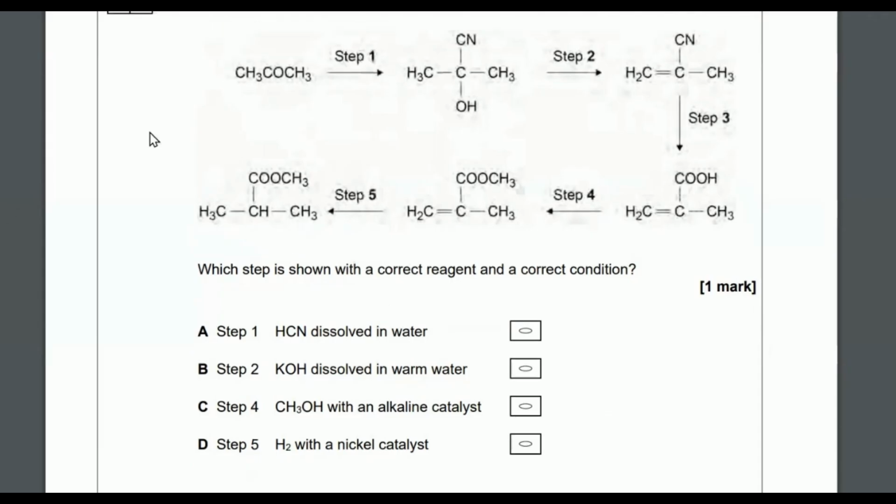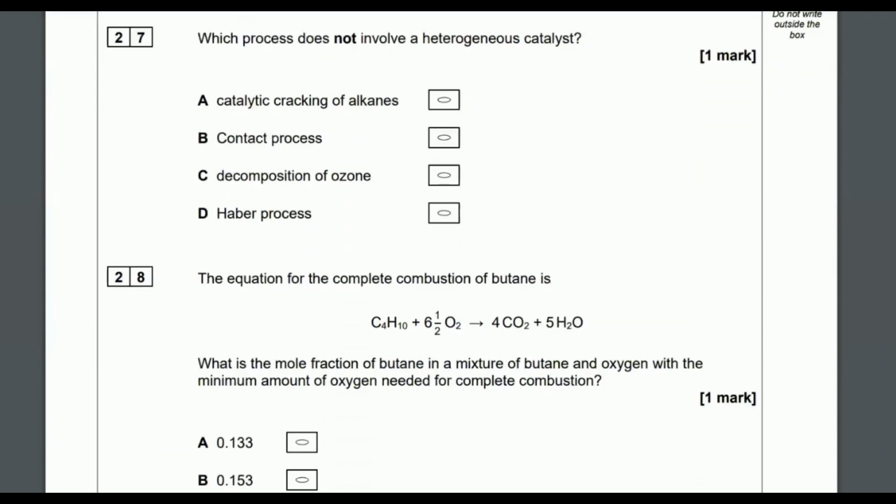Okay. Which process does not involve a heterogeneous catalyst? So straight away, you've got to know, what does heterogeneous mean? Heterogeneous means that the catalyst is in a different state to the reactants. So catalytic cracking of alkanes, the alkanes are vaporized, right? We vaporize the alkanes and we pass them over solid alumina or silica. And so they definitely are heterogeneous because we pass the vaporized alkane over them. The contact process, what's that? Vanadium pentaoxide and sulfur trioxide or sulfur dioxide. So they're heterogeneous. They're in different states because the sulfur dioxide's a gas.